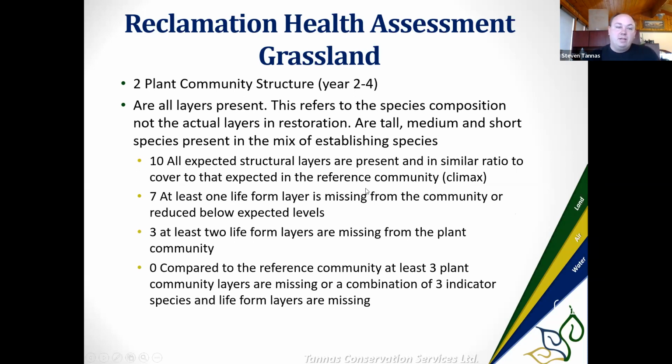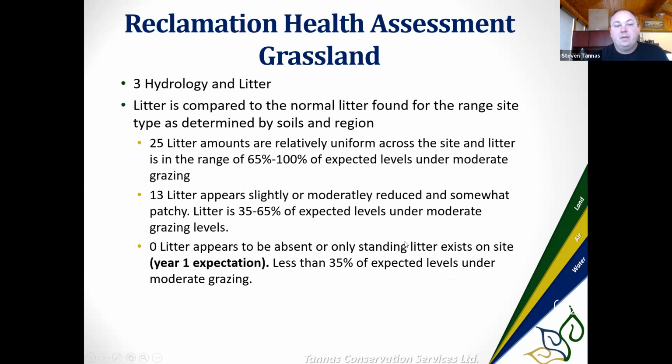Then looking at years 2 to 4, we've expanded that to really just look more into the cover, and are we getting to that target community? So just a little more detail, and we have a little more questions focusing in on that. Hydrology and litter, again, this is the same question as the Alberta guide, and there'll be some debates on, do these need modifications? Saskatchewan, Manitoba, there's been some changes in their health assessment guides, and we will compare those later on here.